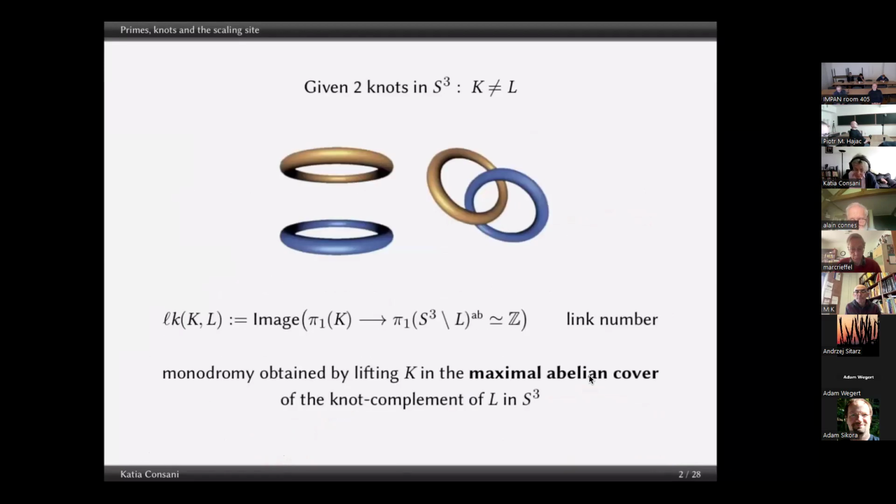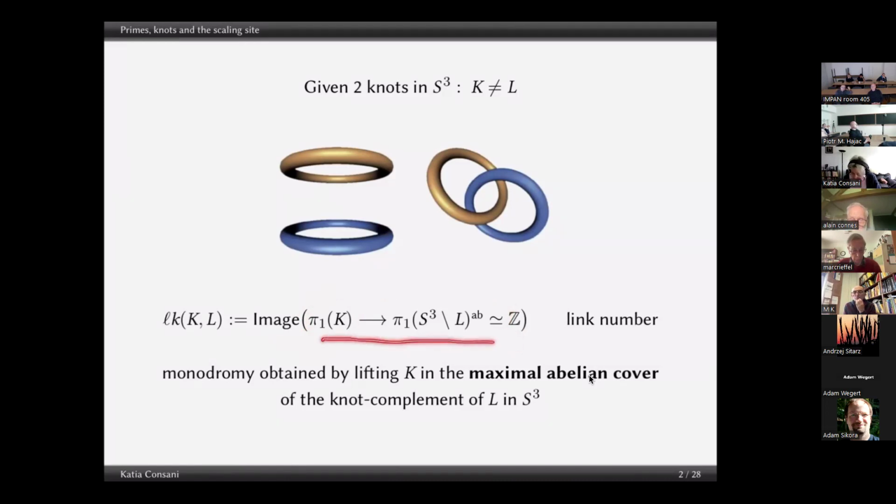So in topology, you are given two knots in S^3, two different knots, and people introduce the notion of the linking number. The link is a number, the linking of the two knots. In the definition, you take the image of the generator of π1(K), which is Z, the abelianized one, in the π1 of the complement of the other knot, the second knot, in the abelianized group. And this is known to be isomorphic to Z. So this is a number, an integer.